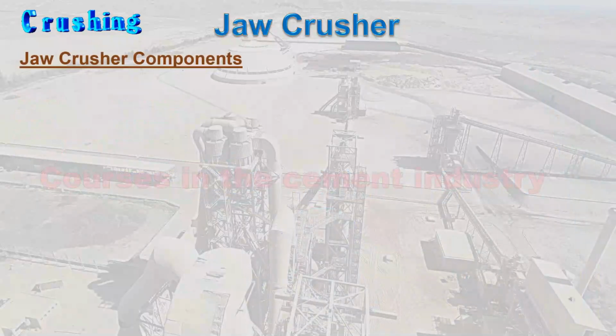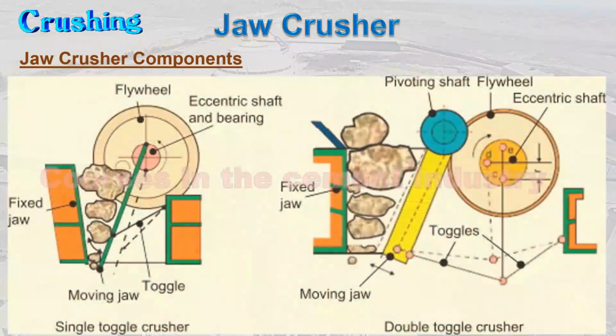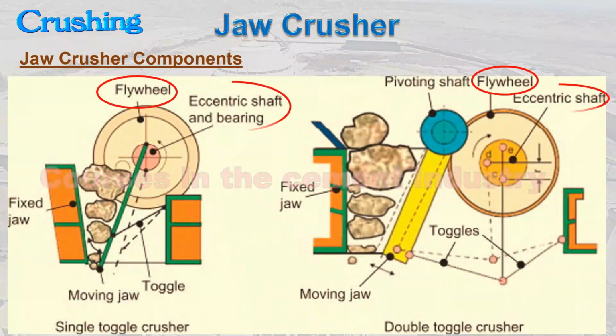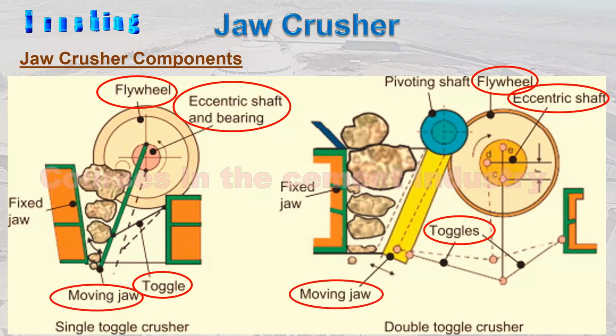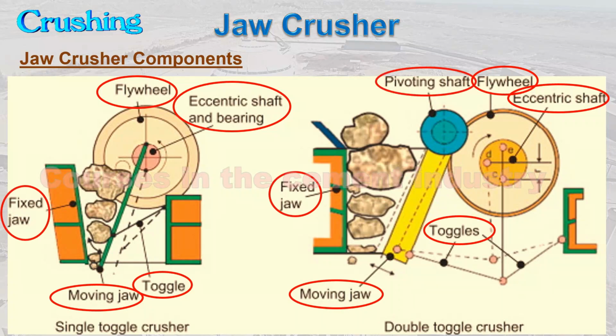Jaw crusher components. 1. Flywheel. 2. Eccentric shaft and bearing. 3. Toggle. 4. Moving jaw. 5. Fixed jaw. 6. Pivoting shaft.